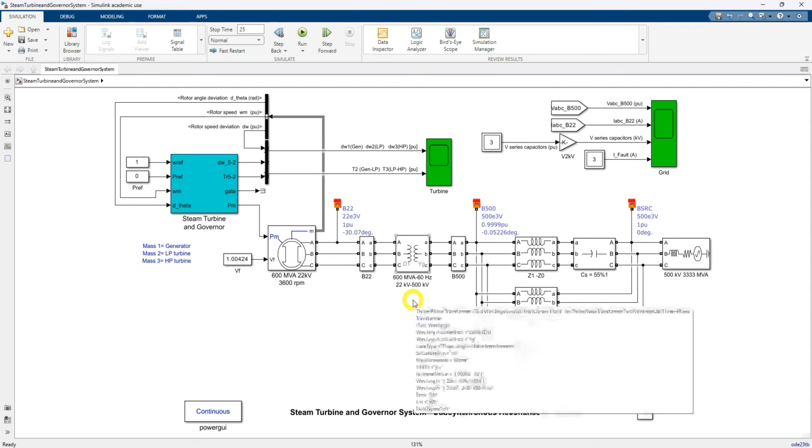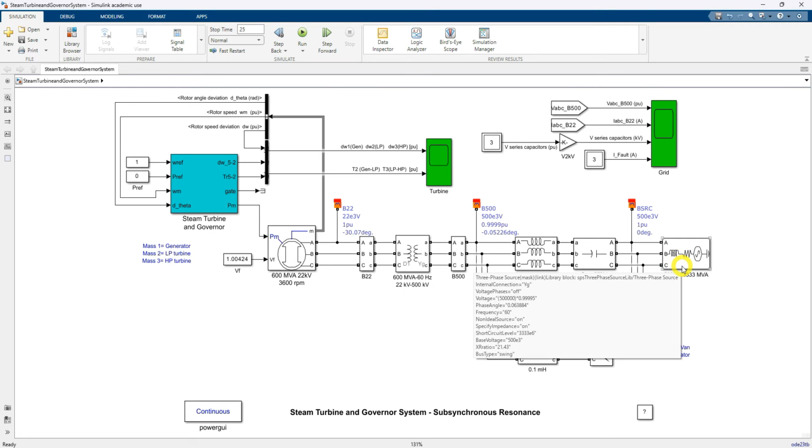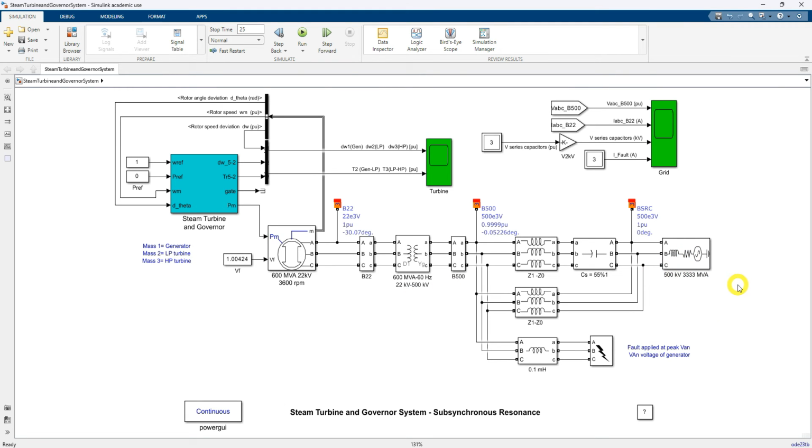Here you see that this is a simulation model. This model has a 500 kilovolt transmission line with a 3333 megawatt source, and then here we are using a series compensator capacitor, and these are the transmission lines. To create the subsynchronous action, we are activating a fault in the system for one cycle, and after that we remove the fault. So how will the system behave before the fault and after the fault?